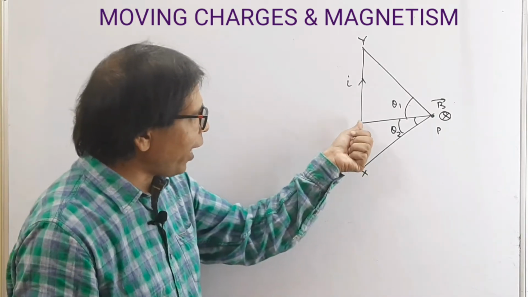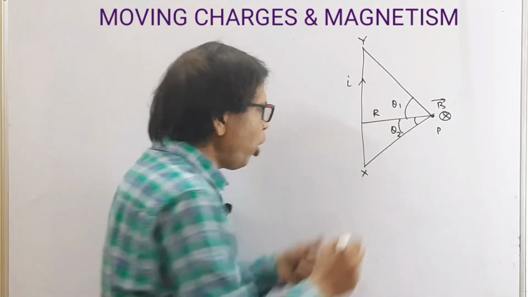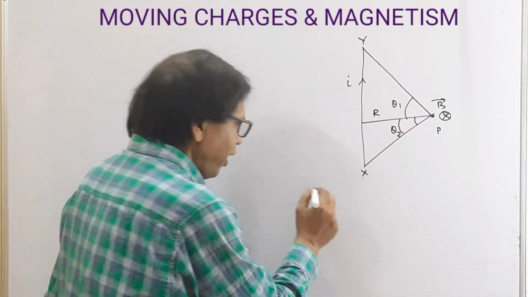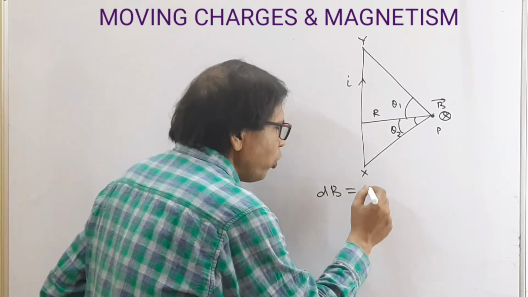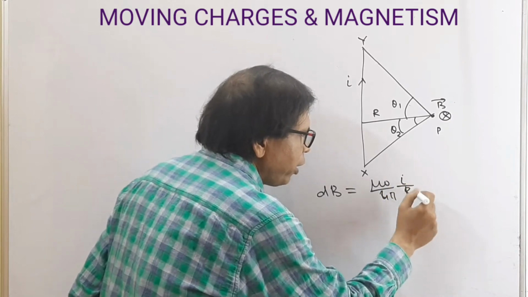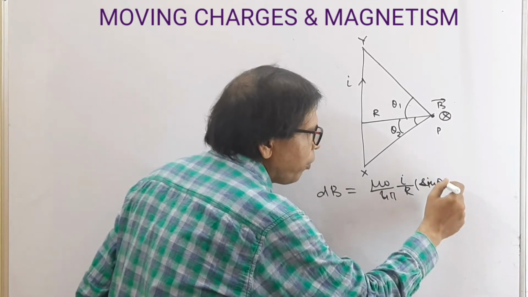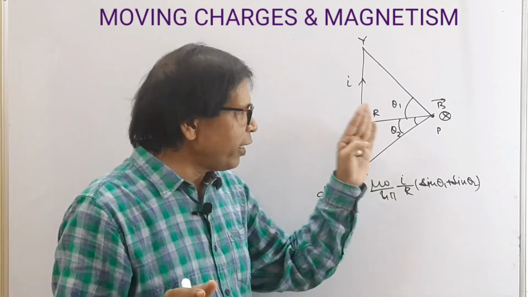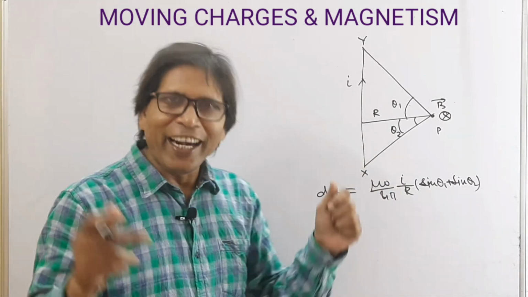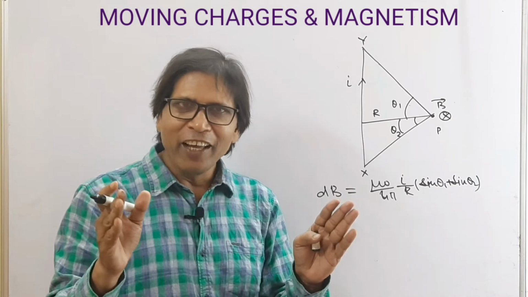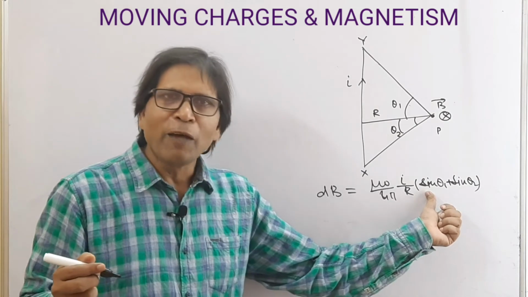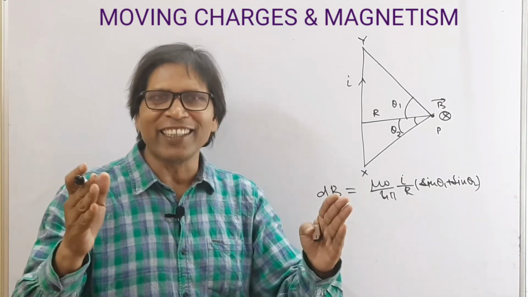The magnetic field at a distance capital R from the straight conductor at the point P is given by dB equal to mu naught by 4 pi I by R into (sin theta 1 plus sin theta 2). The direction of the magnetic field is perpendicular to the plane of the board and directed inwardly. Okay, for an infinitely long straight conductor, both theta 1 and theta 2 equal 90 degrees.